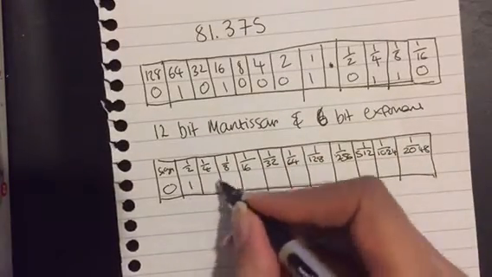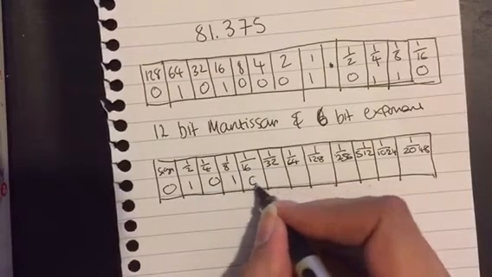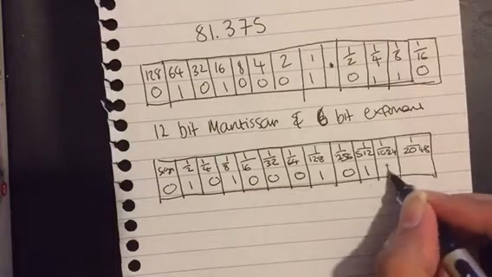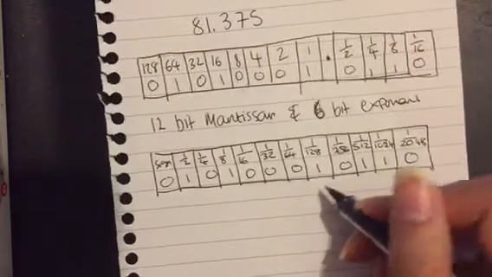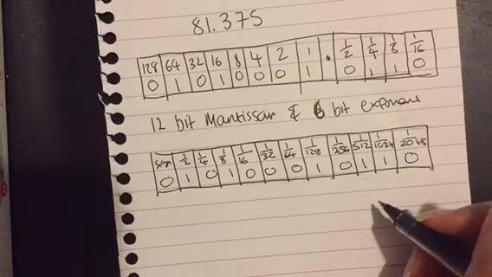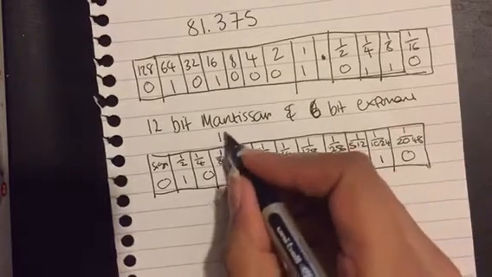0, 1, 0, 1, 0, 0, 0, 1, 0, 1, 1, 0. You can see where it's going to be difficult to work out whether or not this is going to be correct or not, but we're going to do that. So this is our 12-bit mantissa.